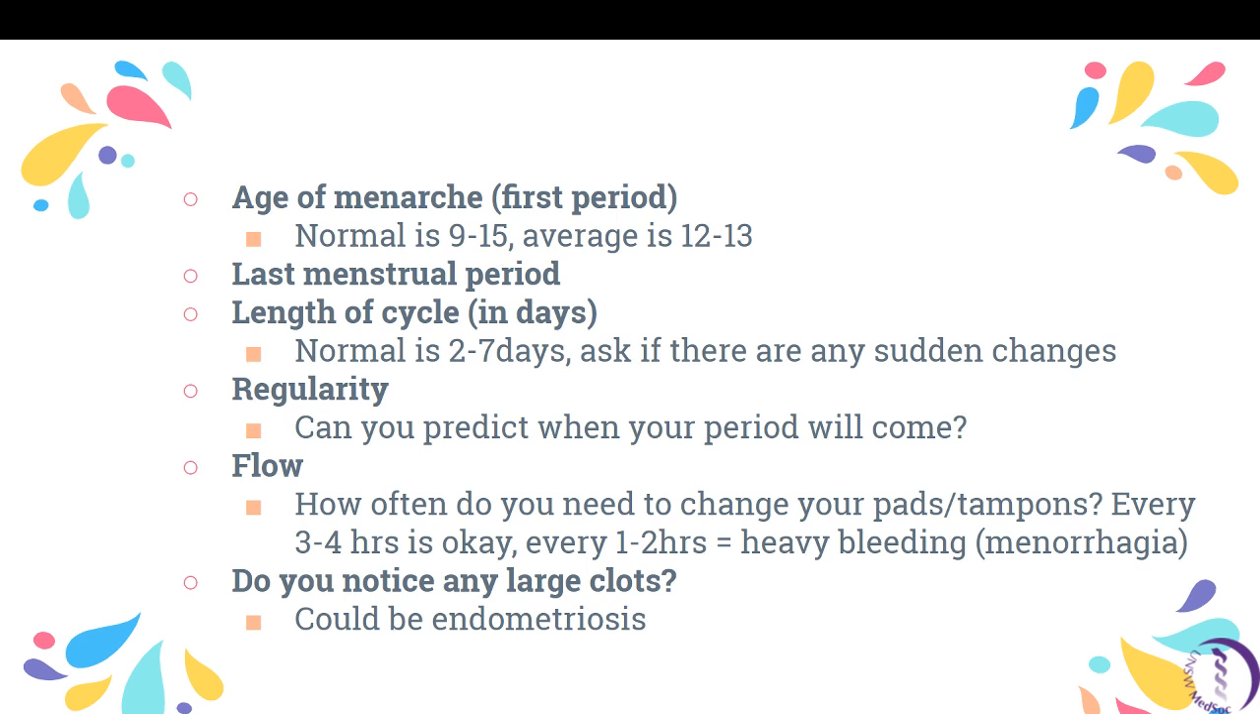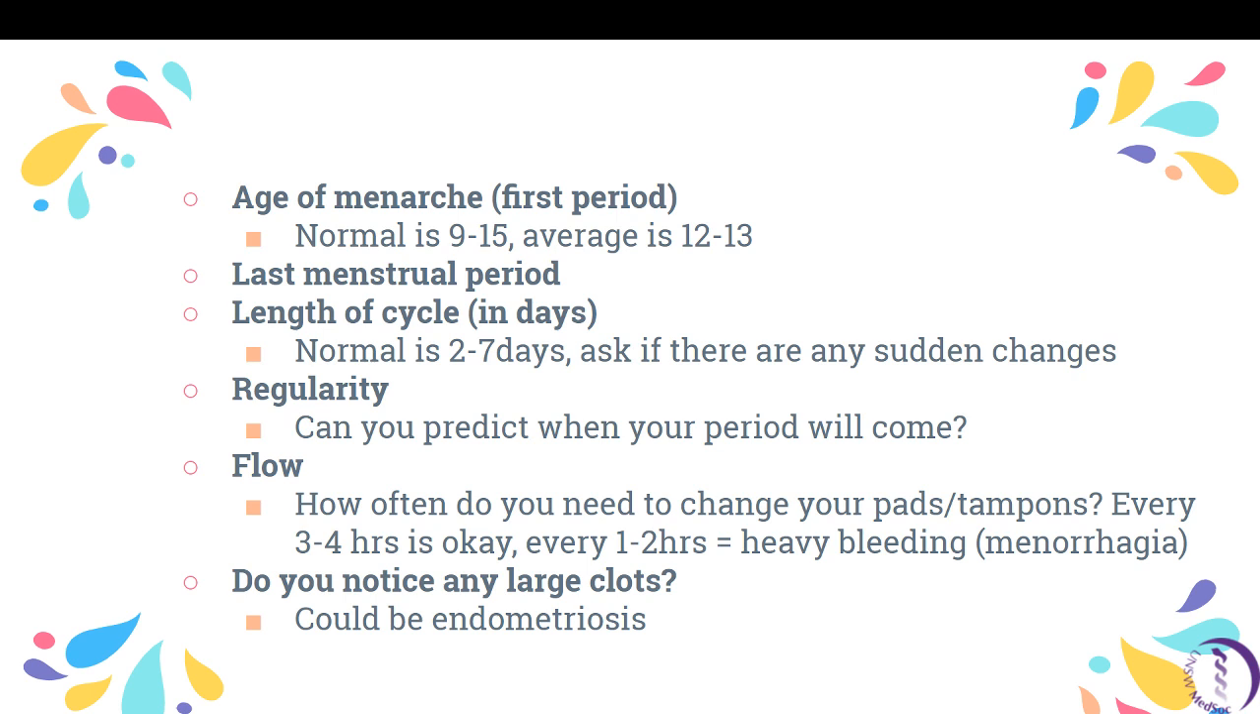Regularity: most periods should be about a 24 to 35 day cycle, and 28 days is average. You can ask about regularity by simply asking, can you actually predict when your period will come, because that suggests it's on a regular schedule, okay? You also ask them about the flow.